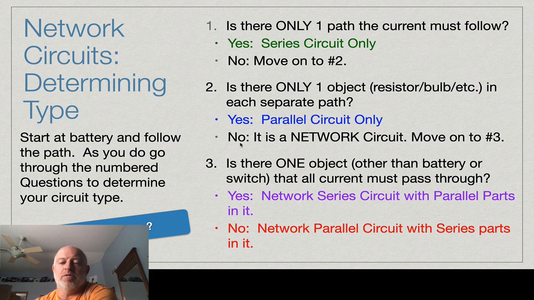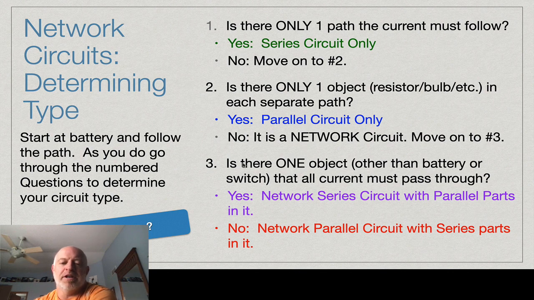If this is no, okay, so you have more than one object within the separate paths, okay? So you said no here because there are separate paths, but one of the paths has more than one thing in it, okay? If that answer is no, you now have a network circuit, okay? So this is stuff that we've already kind of covered.